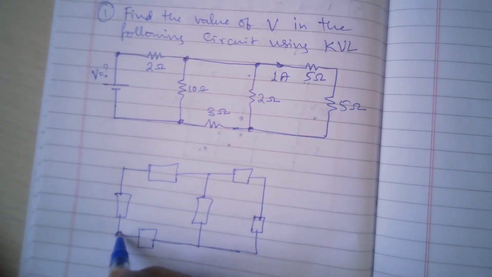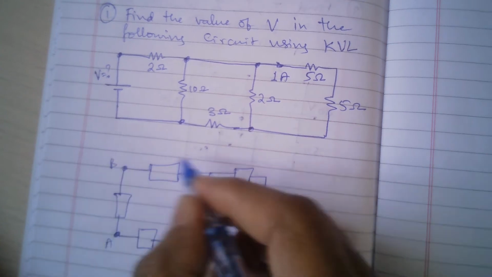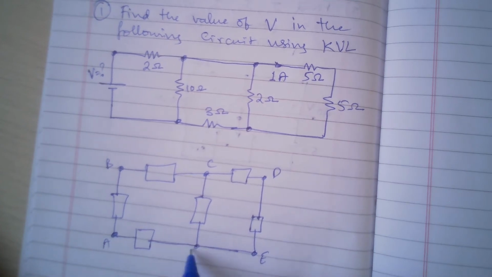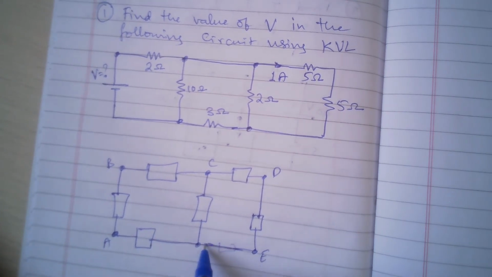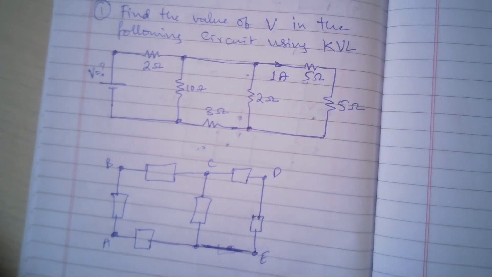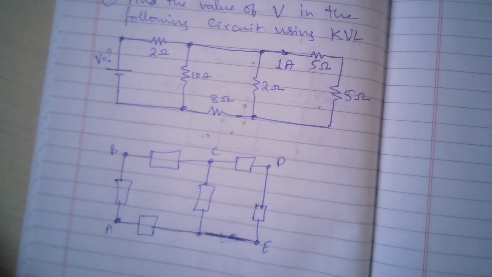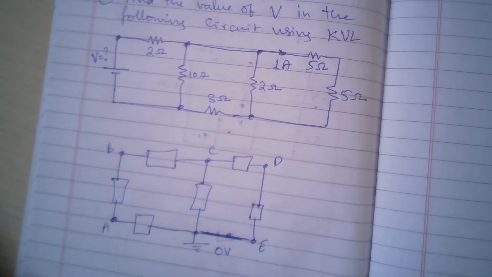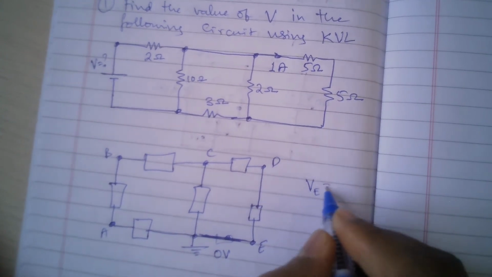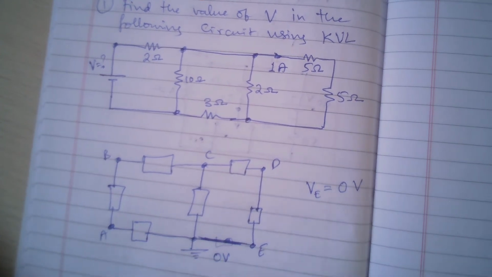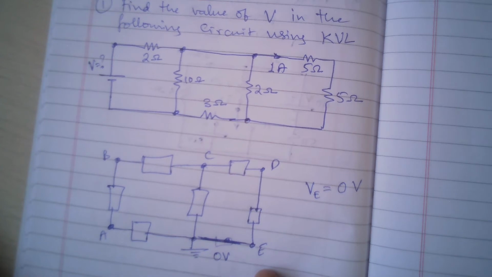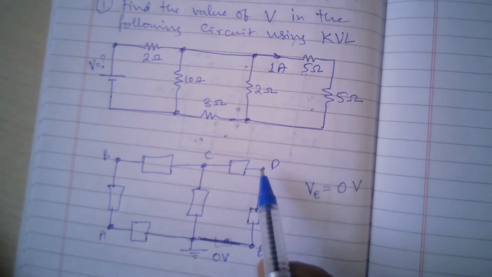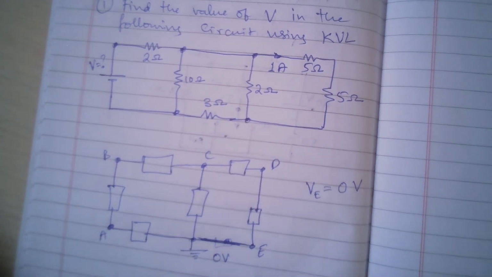Now if I mark these points A, B, C, D, E, these two points are at the same potential because there is no element here, it's a short circuit. So everything here can be considered as E. For our consideration, let us consider this as the ground potential, that means 0 volts. So the voltage of E is nothing but ground potential, it will be 0 volts. This is my assumption, or it's like given data. Sometimes point C can be considered as ground, or point D, whatever. In this example I have taken E.